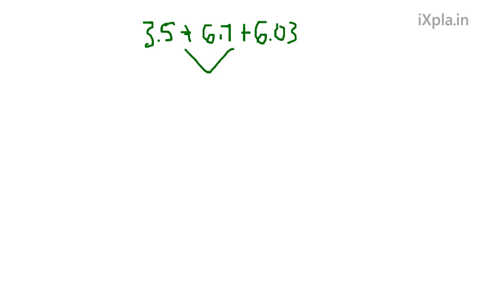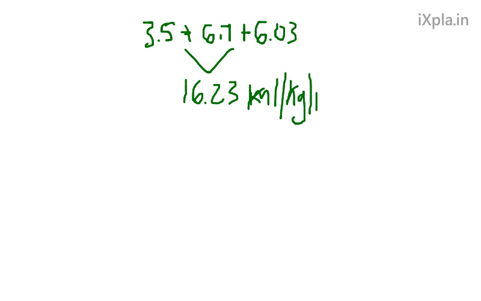Add these all together. 6.03 plus 6.7 plus 3.5 is 16.23. So they are working around 16.23 milliliters per kilogram per minute. Now this does not solve the equation because you're looking for time. So how would you get this to time? Well, you have to cancel milliliters per minute, and you also have to cancel kilograms.